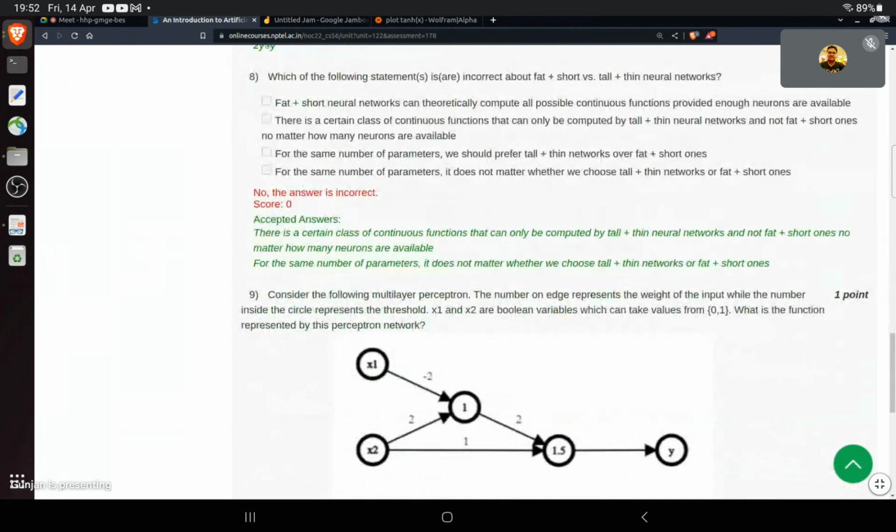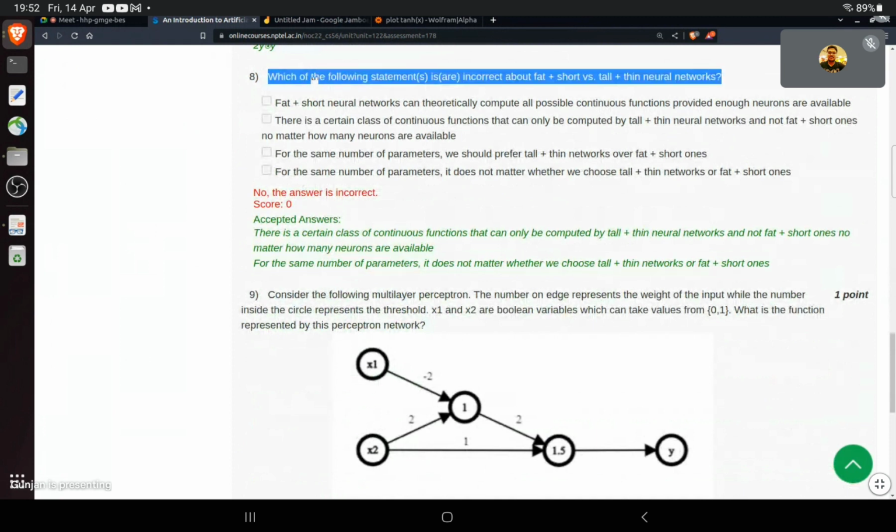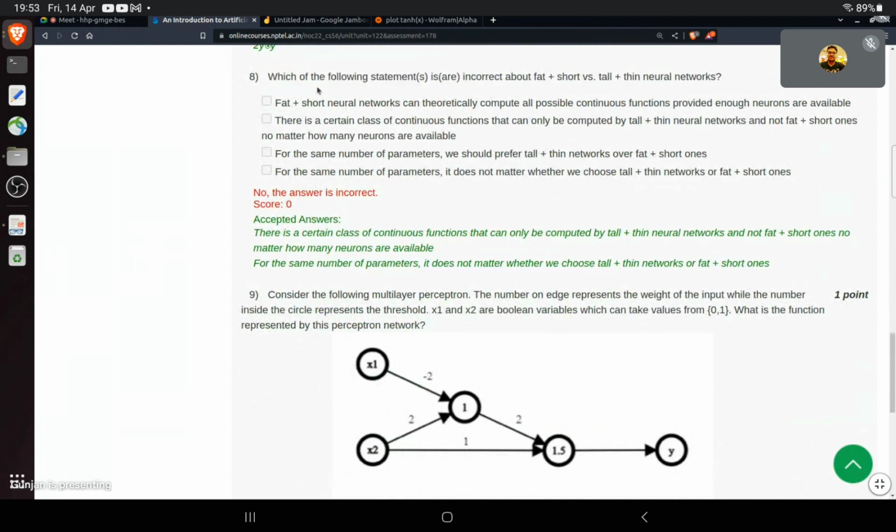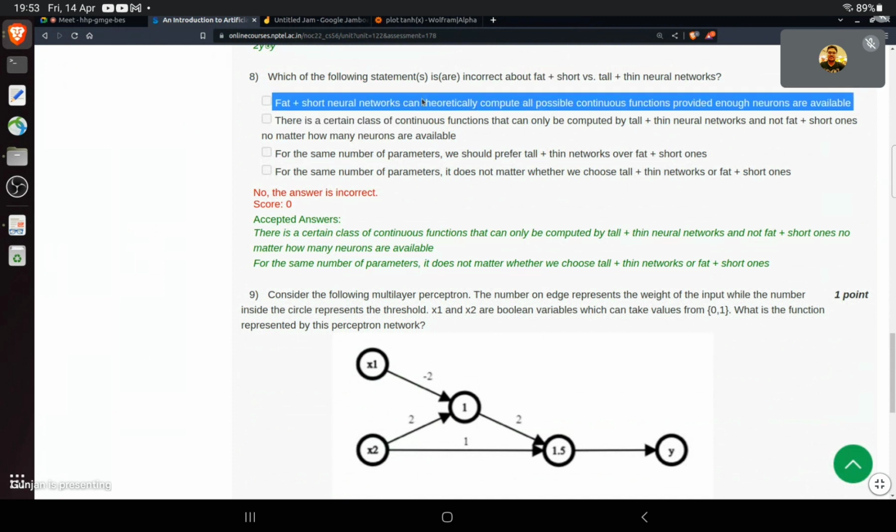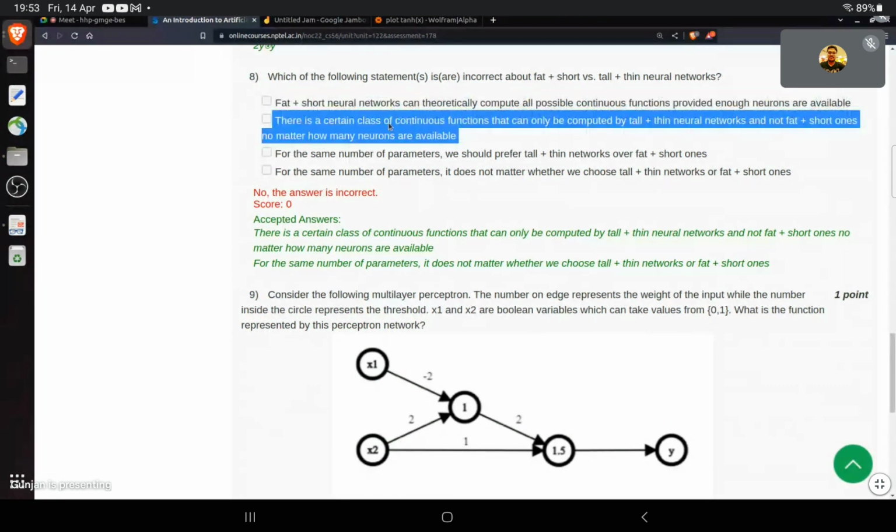Now, which of the following statements is true? I think this was discussed in the class. Fat plus short neural networks can theoretically compute all possible functions provided enough neurons are available. Yes, A is true. There is a certain class of continuous functions that can only be computed, this one is obviously incorrect.